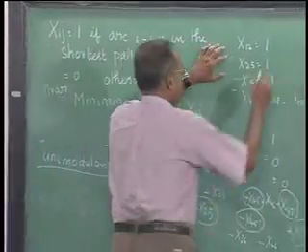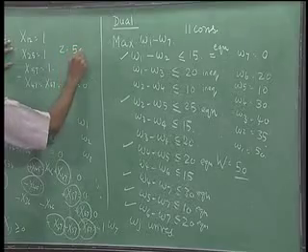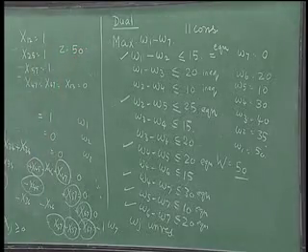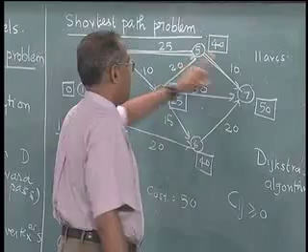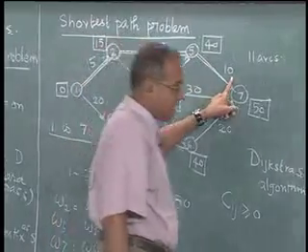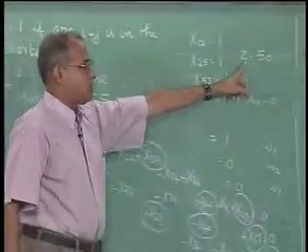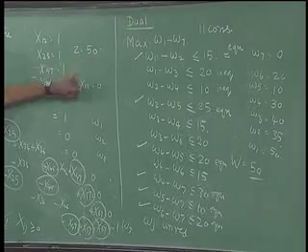Now, this would give us z equal to 50, 1 to 2 is 15, 2 to 5 is 25, 5 to 7 is 10. So, this would give us z equal to 50. Now, we realize two things.